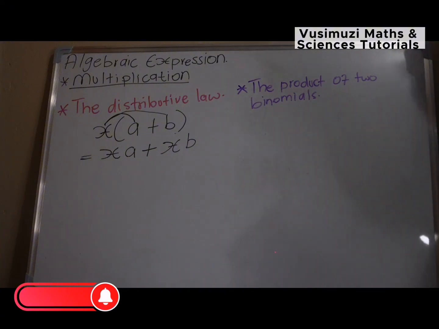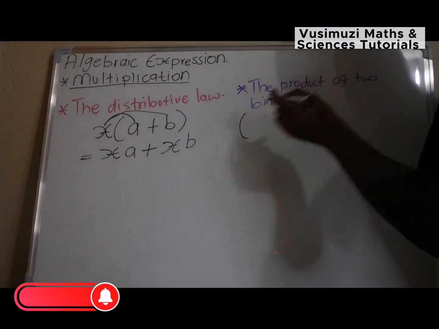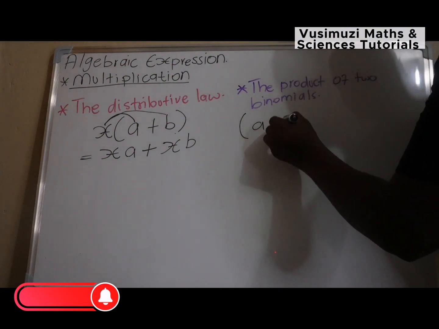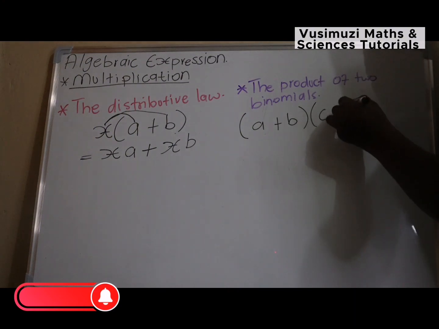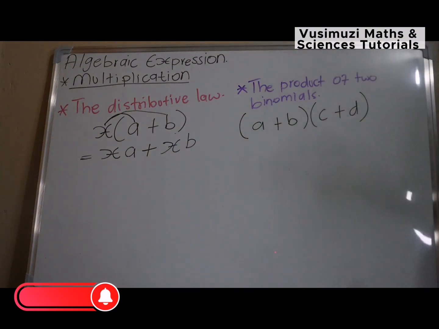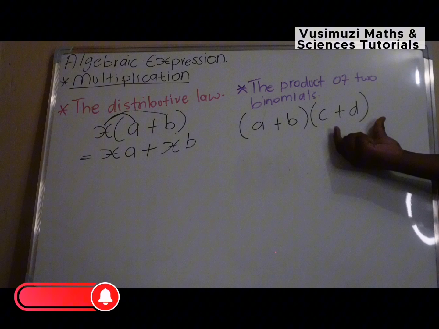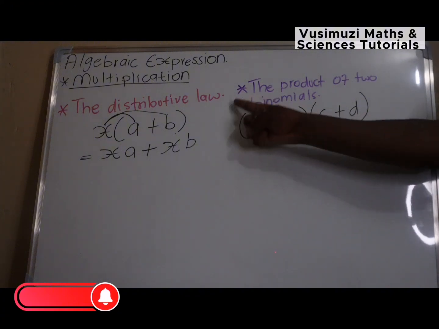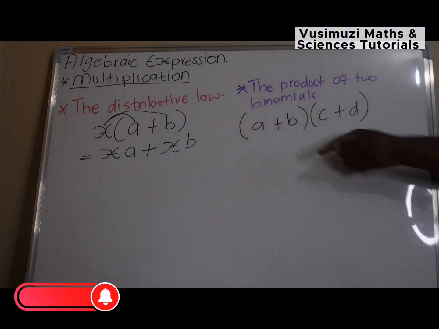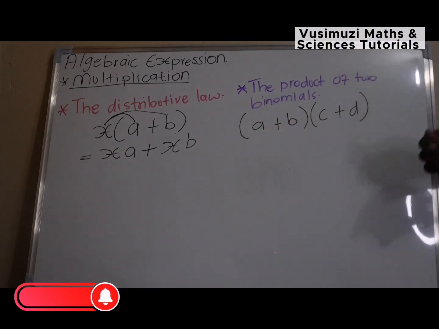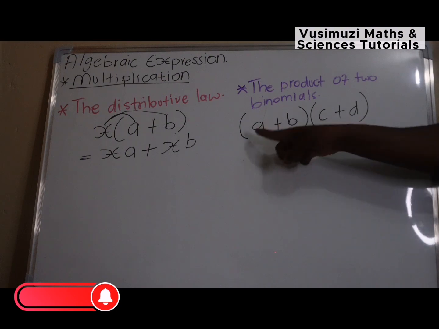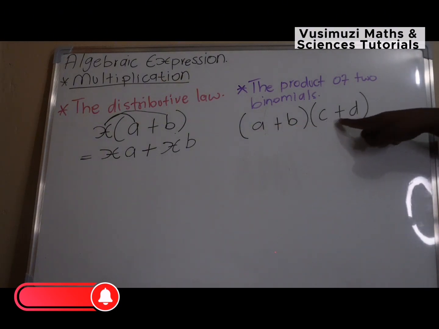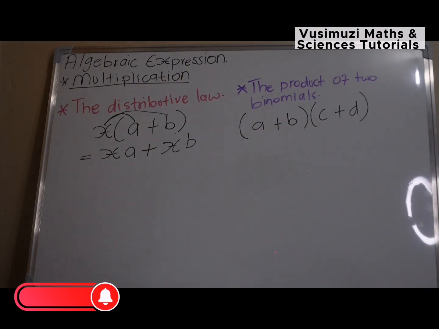For an example, if you've got (a plus b), you're going to have two brackets, (c plus d), which means this is the product. All of it is a product of two binomials. Binomials are two terms. So we're going to have two brackets, and this is the first binomial and the second binomial.